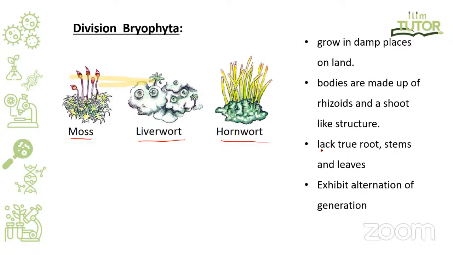Now, take note that we said they lack true. What this means is that they actually have structures that look like roots, structures that look like stems, and structures that look like leaves, but they are not really as they appear. Those that look like roots are not roots, those that look like stems are not stems, and the ones that look like leaves are not leaves. And that is why we say that bryophytes do not have true roots, stems, and leaves. And then one notable aspect of bryophytes is that they exhibit alternation of generation. When we talk about alternation of generation, we're talking about alternating between what we call a sporophyte phase and a gametophyte phase. This I would explain in the following slides.